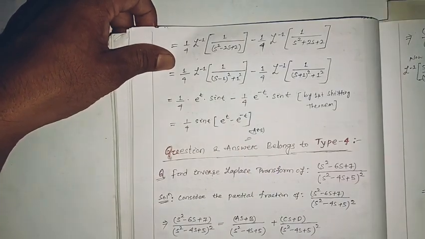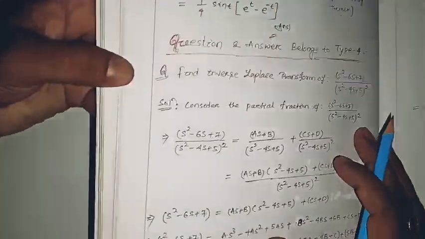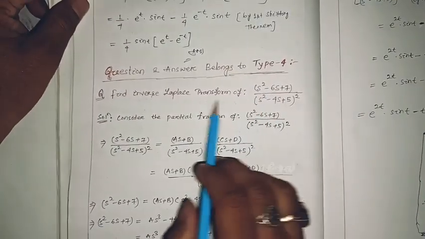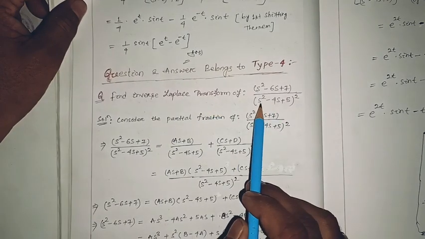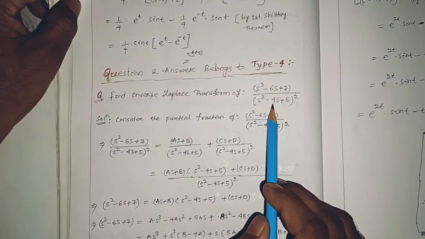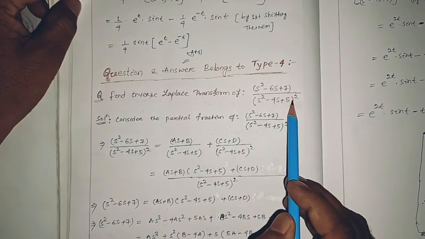Now we are going to go for the question belonging to type 4. Type 3 denominator is not a repeated quadratic, but in type 4 we find a repeated quadratic. Here you can see we have to find the inverse Laplace transform of (s² - 6s + 7)/(s² - 4s + 5)². That means the denominator quadratic is repeated 2 times.